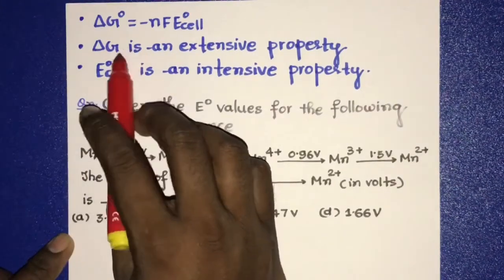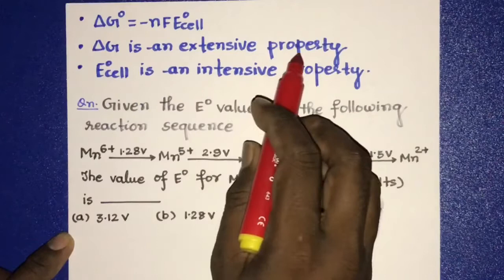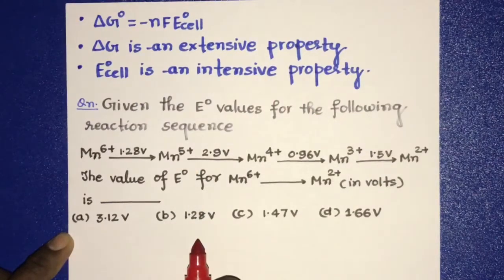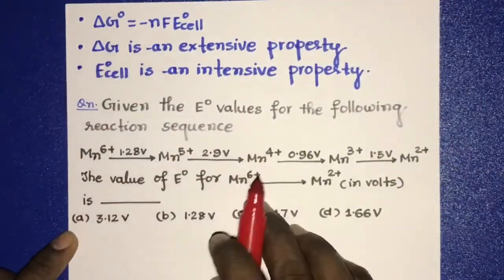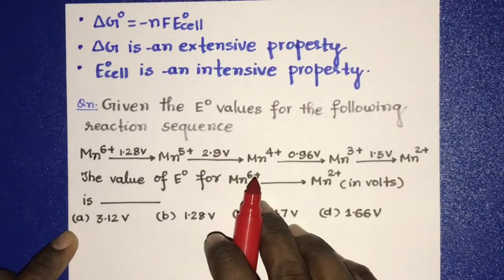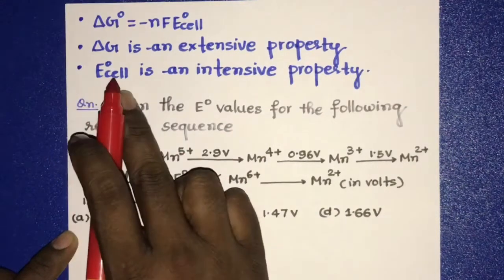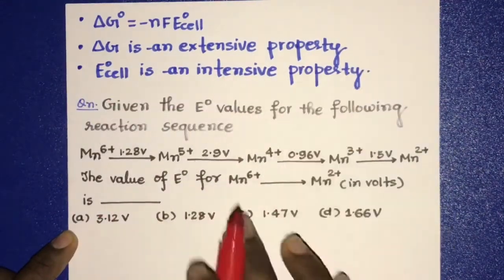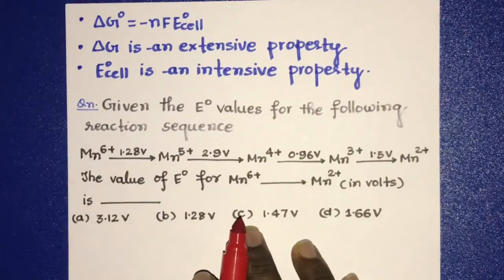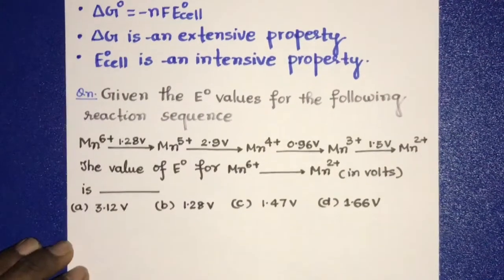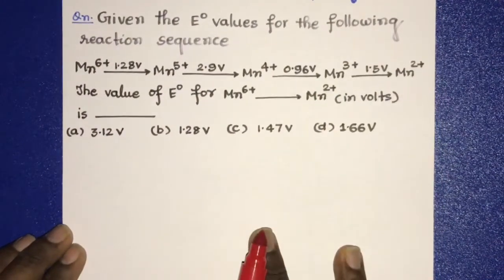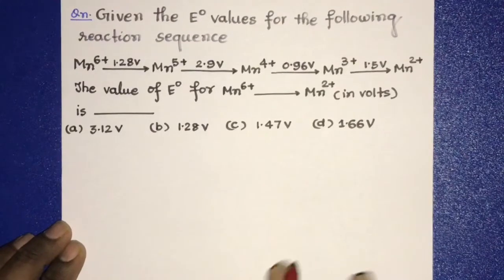Delta G or delta G naught is an extensive property, that is, they can be added. Yes, if you add two half cell reactions together, then the corresponding delta G values can be added. Whereas E0 cell is an intensive property, so you can't add the E0 cell of two half cell reactions. Now let's see a simple problem based on it.